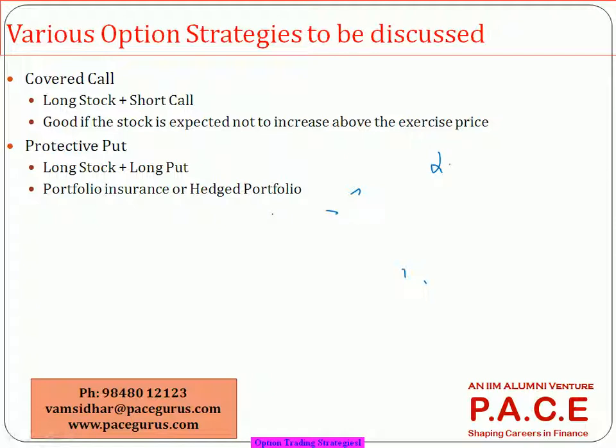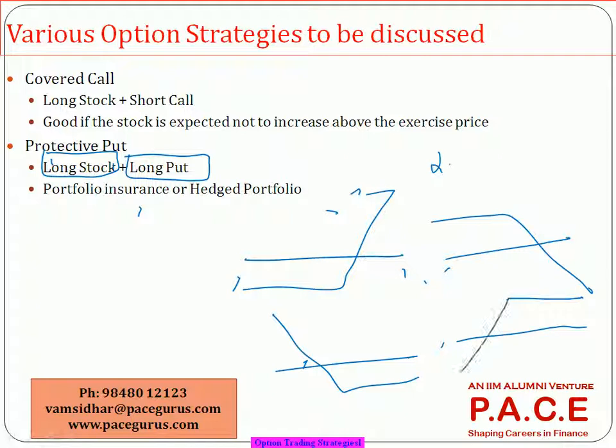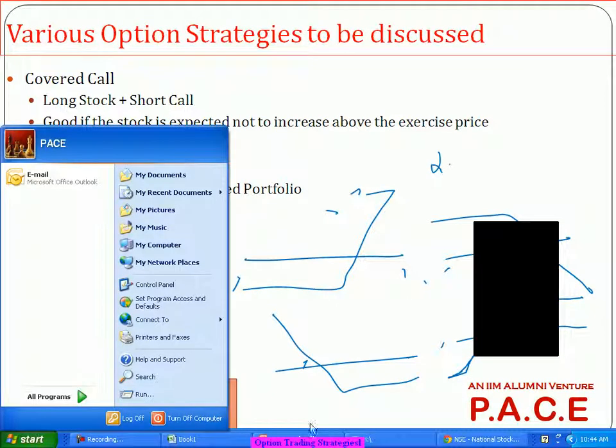You have a share with you, and along with that, you take a put option. Right before that, we should be comfortable: buying a call option will have a graph like this, selling a call option will have a graph like this, buying a put and selling a put. Simple way to look at it. Okay, I'll use the spreadsheet.